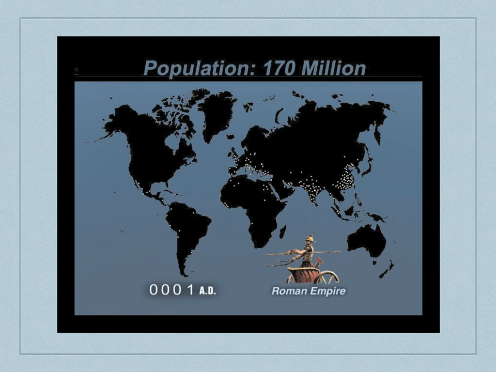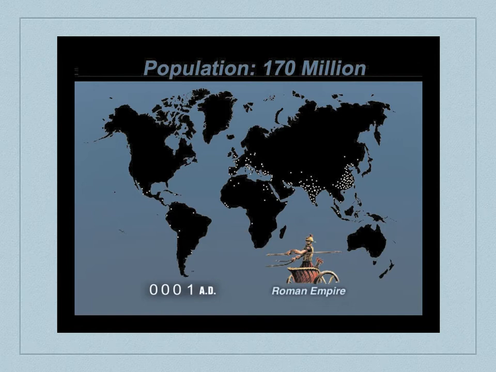We're going to start with the Roman Empire. I know my screen is horribly pixelated, but the larger white dots on this thing represent a million people. Every one of those dots is where there's a population of a million people.